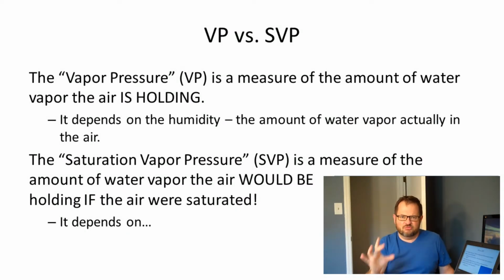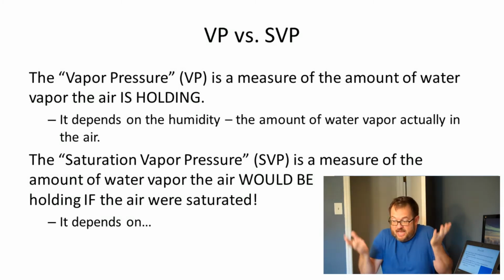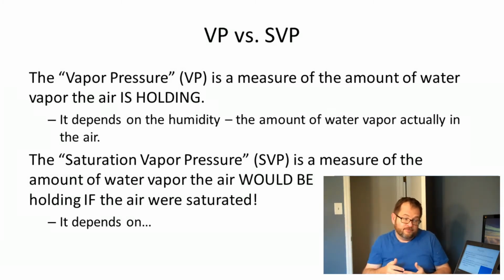Let's just spend an extra moment or two on this to make sure that we're clear about this. The vapor pressure, VP, is a measure of the amount, or a way of describing the amount, of water vapor that's actually in the air. The amount of water vapor the air is holding. And it depends on the humidity in a loose sense of the word, as in how much water vapor is there. The amount of water vapor that is actually in the sample of air we're measuring.